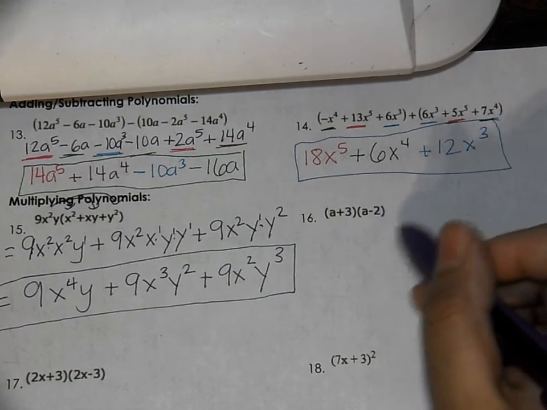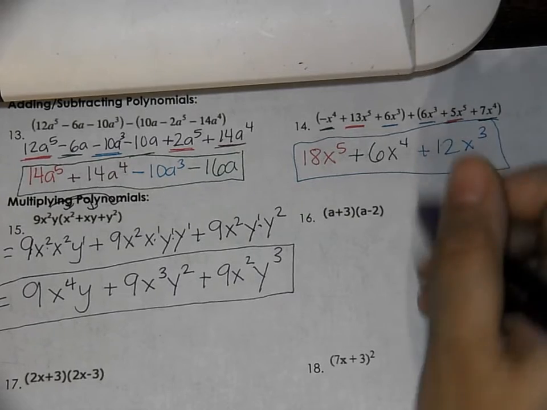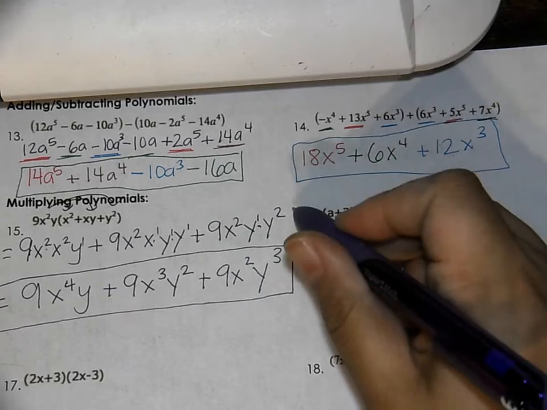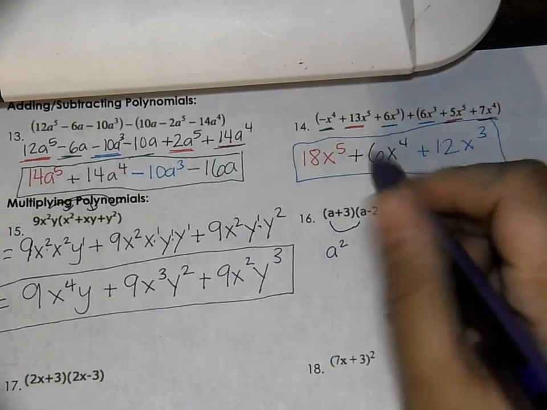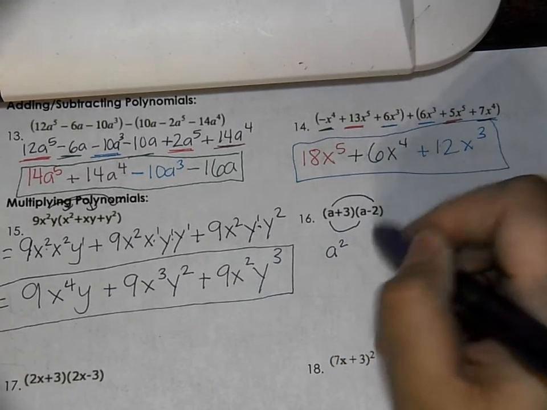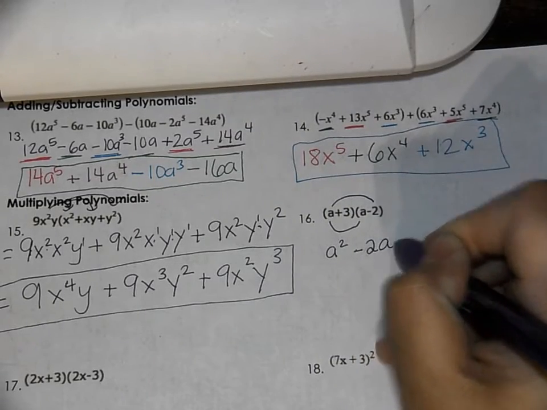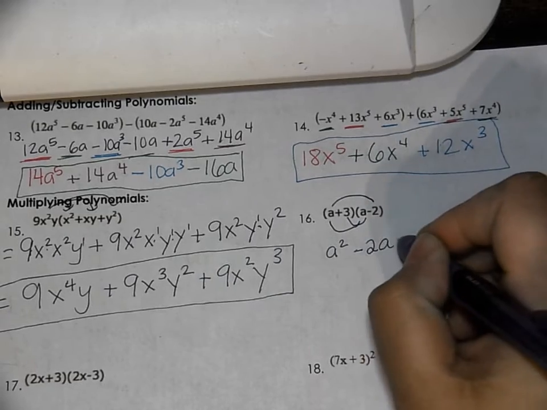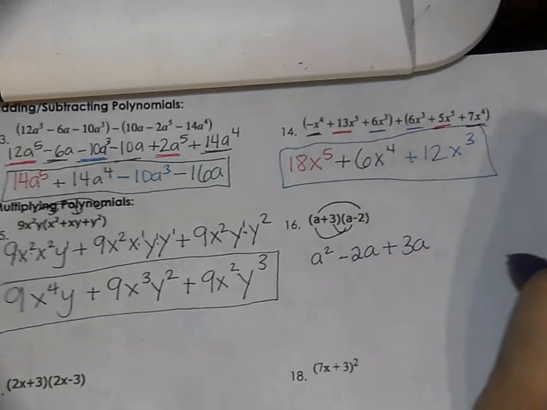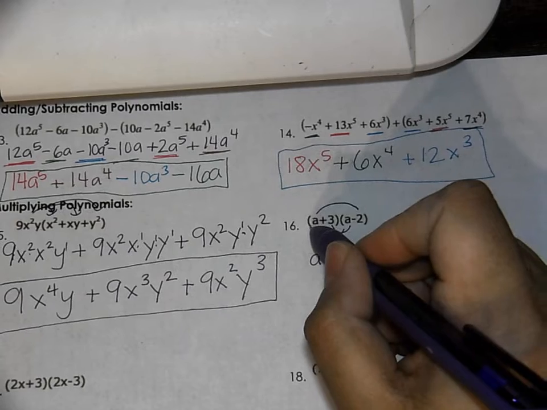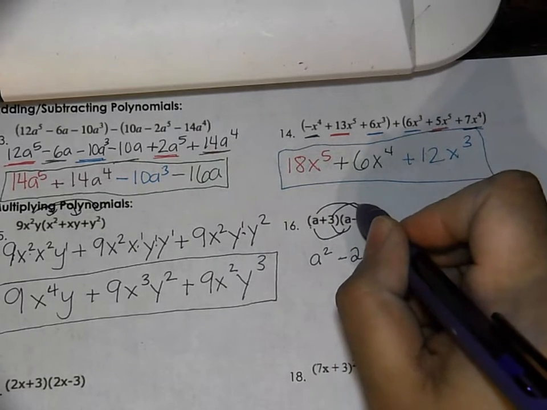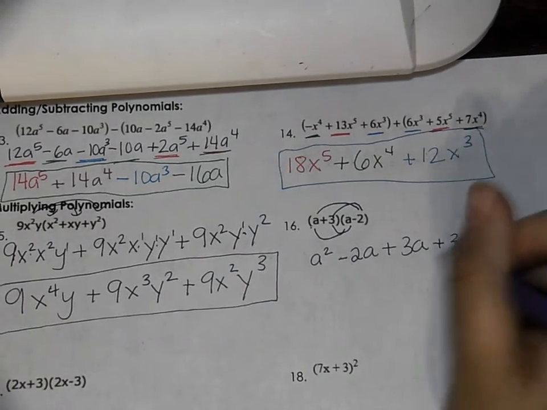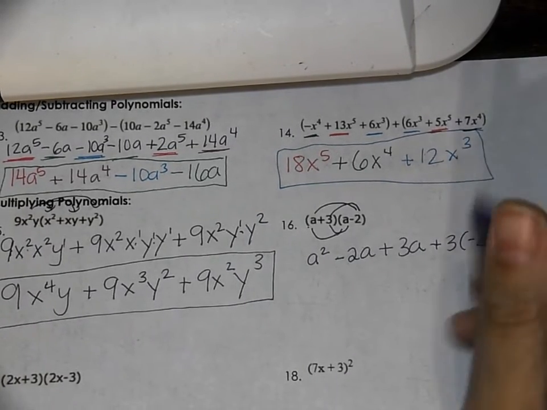We're using FOIL or box method here to multiply. So this first one, I'll do FOIL. We have the first terms, a times a would be a squared. Then you have your outer terms, a times -2 would be a -2a. Your inner is 3 times a, so it's a +3a. And finally, the last terms, 3 times a -2 would be a -6, which you could go right to the answer or leave it like that for now.